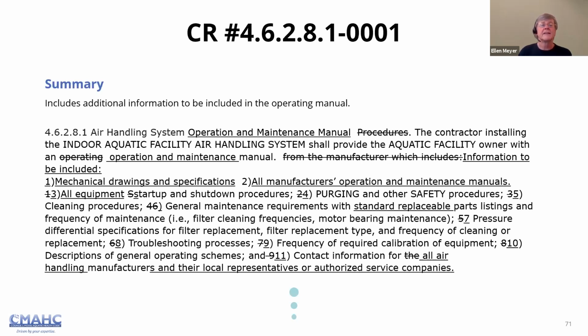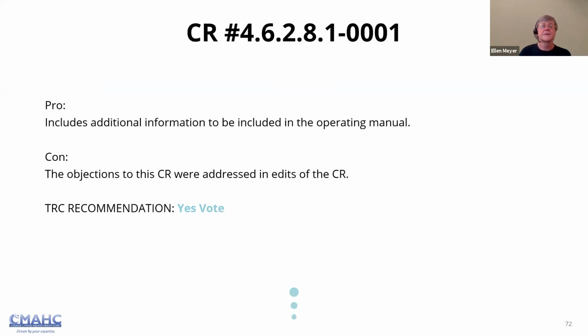But just things like manufacturer's operation and maintenance manuals need to be part of the overall operation and maintenance manual, mechanical drawings and specifications. So I think all of it's probably fairly obvious kinds of things that need to be included in there. And the TRC did vote yes for this one.